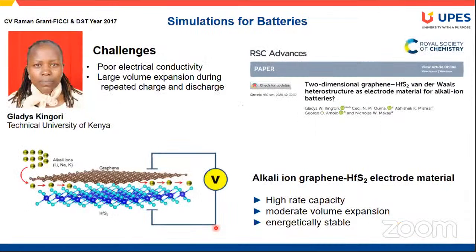Gladys joined our group as a C.V. Raman Fellow in 2017 at UPES, and we worked with the Technical University of Kenya. In collaboration, we recently published work on dichalcogenides, hafnium sulfide materials, and we proposed these materials as one of the better electrode materials, where we looked at the alkali ion migrations over this layered structure, with one graphene sheet and one hafnium sulfide sheet over that.